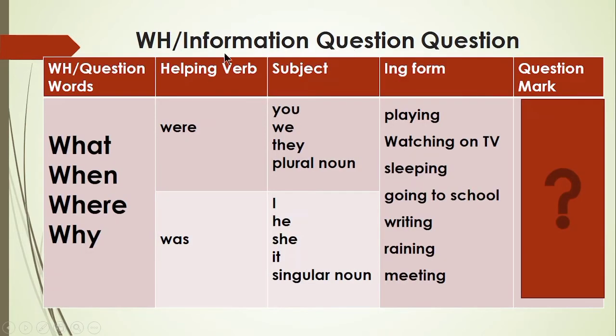WH or information questions are those questions which we form with the help of WH words and which need to be answered with a full declarative sentence. So here we bring the WH words in the start of the sentence, followed by the relevant helping verbs. So were with plural subject and was with singular, and then ing form, rest of the sentence, and question mark. For example, what were you playing, or what were you doing? What were you watching on TV? Where was he writing, or where was he going, etc. Okay, so that is how we make information or WH questions, and we answer these questions with full declarative sentence.